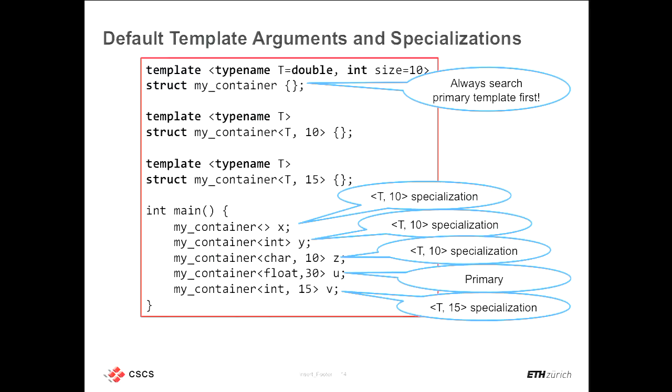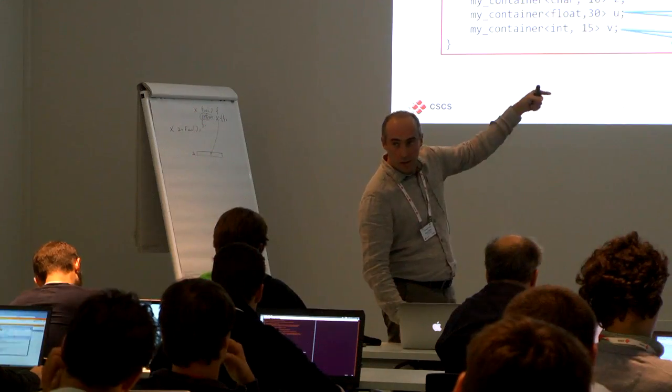And this goes to the specialization with the size 15, because it goes to the primary template with the integer, and the size will be 15, and then it looks if there is a specialization that helps with that size. Does it make sense? Remember, always look for the primary template first, and then search for the specialization.